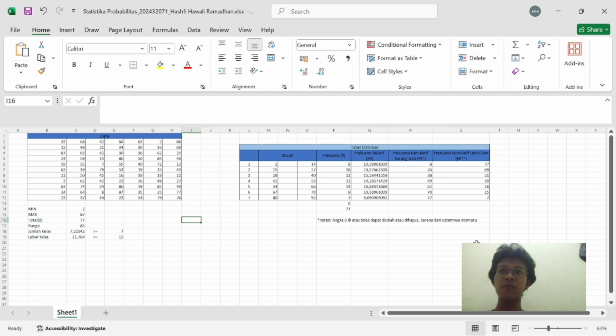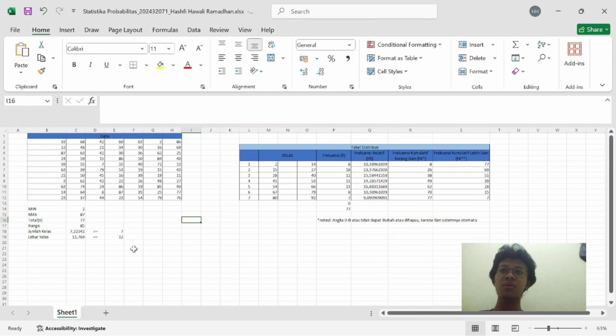We have to find the minimum, maximum, total, range, number of classes, and class width. 1. Minimum value, we got 2. Found using the formula =MIN of all values in the data. 2. Maximum value, we got 87.